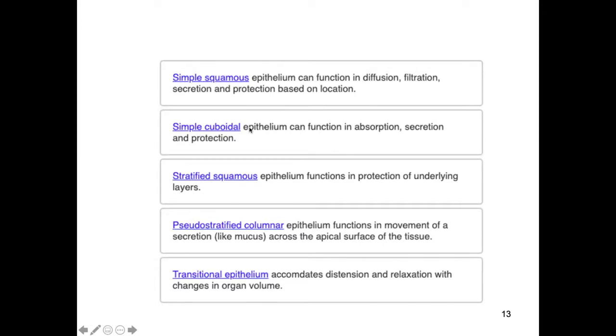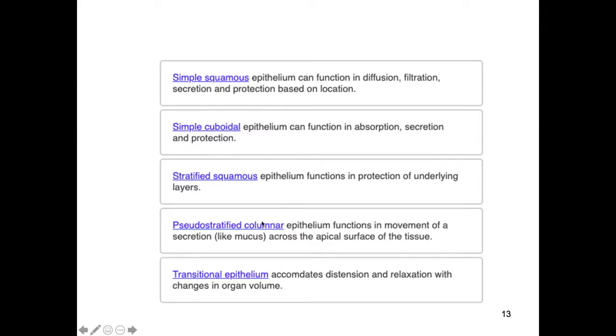When we talk about simple cuboidal, this is good for absorption, secretion, and protection. We'll find these along the kidney tubules, especially the proximal and distal convoluted tubules. You will see those terms, distal and proximal convoluted tubule, under a topic called the nephron. The nephron happens to be the functional unit of the kidneys. Stratified squamous. Okay, so now we're not talking about simple, we're talking about many layers of that. Well, that's for protection of the underlying layers, so this would be important, especially with the skin, like the epidermis.